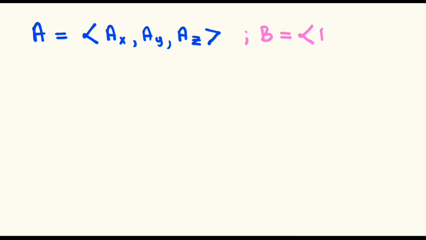Suppose we have a vector A with the following coordinates: A subscript x for the x coordinate, A subscript y for the y coordinate, A subscript z for the z coordinate, and another vector B with the following coordinates: B subscript x for the x coordinate, B subscript y for the y coordinate, and B subscript z for the z coordinate.